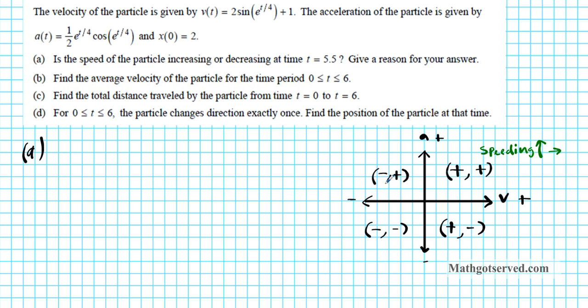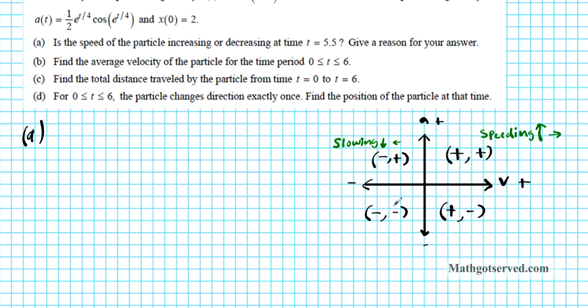In this quadrant right here, velocity is negative, acceleration is positive. They're working against each other, so the object is going to be slowing down. And in what direction is it moving? This minus means it's slowing down in a negative direction. Alright, now let's take a look at this situation, quadrant 3.